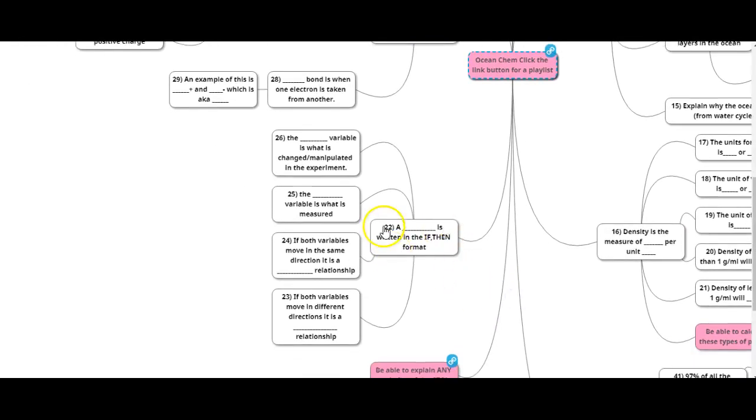Alright, 22, a hypothesis is written in the if-then format. These 2 I would like you to look inside of the notebook to find out which one is dependent and independent variable. Over here, make sure you know that when both variables move in the same direction, both move up, both move down, it's called a direct relationship. Over here, one goes up, one goes down, then we call that an indirect relationship.